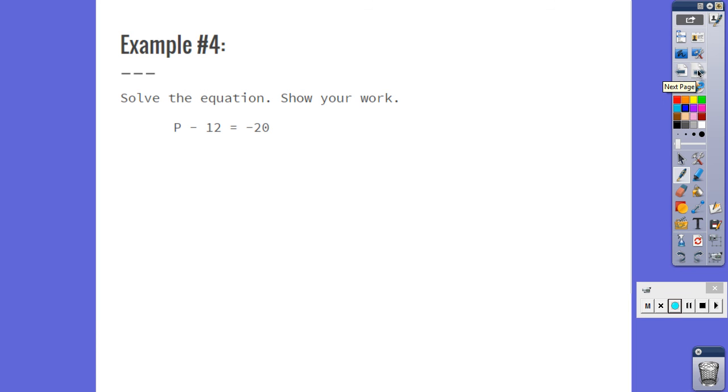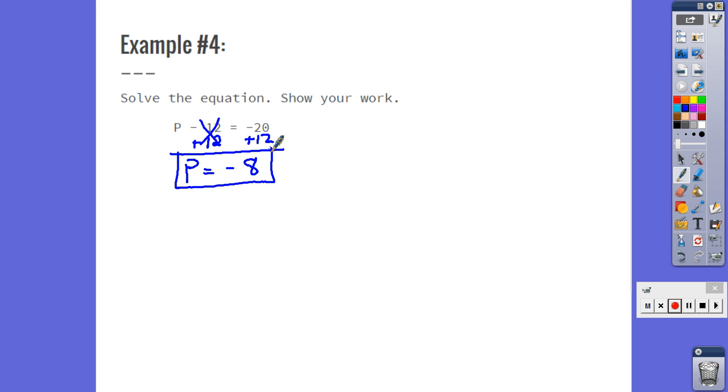Last example here. Solve the equation and show your work. So this time, again, I want to isolate my variable. I know that I need to do the opposite of subtracting 12, so I'm going to add 12 to both sides. And now we need to be very careful here. We need to be very careful about watching the signs of our numbers so we don't get tricked here. I've got negative 20 and I'm adding 12 to that. So I'm already at negative 20 units away from 0, and I'm going 12 units closer to 0. And so my answer here would be negative 8.